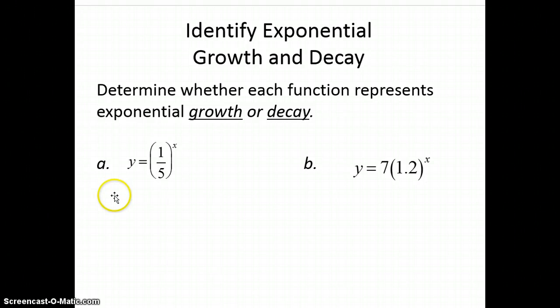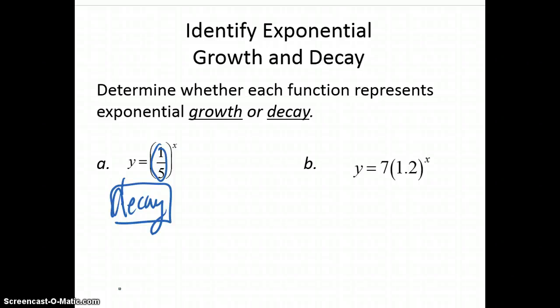A is a decay, and it's a decay because of what's being raised to the x power, 1/5. Whenever you do 1/5 times 1/5, you get 1 over 25. And if you do that again, you get 1 over 125. So it's going to get exponentially smaller.